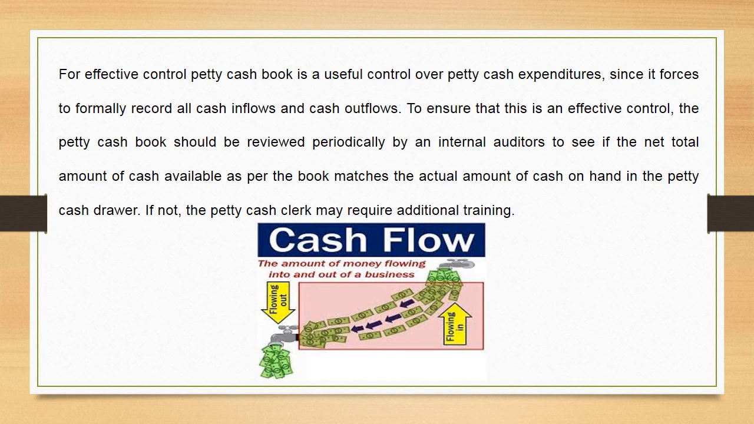For effective control, the petty cash book is a useful control over petty cash expenditures, since it forces the clerk to formally record all cash inflows and cash outflows. The petty cash book would be reviewed periodically by an internal auditor to see if the net total amount of cash available as per the book matches the actual amount of cash on hand in the petty cash drawers. If not, the petty cash clerks may require additional training.